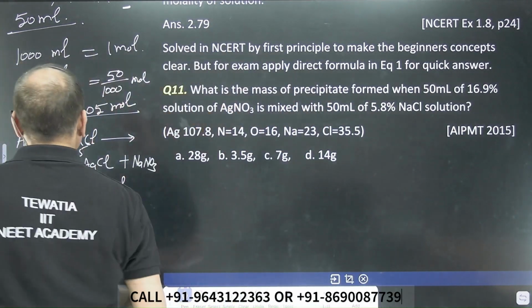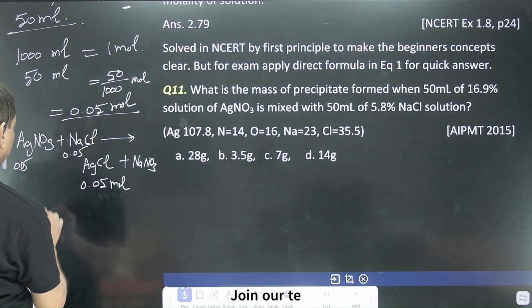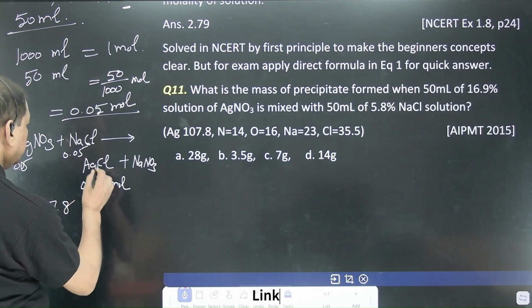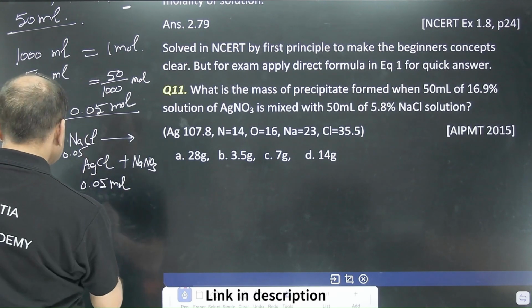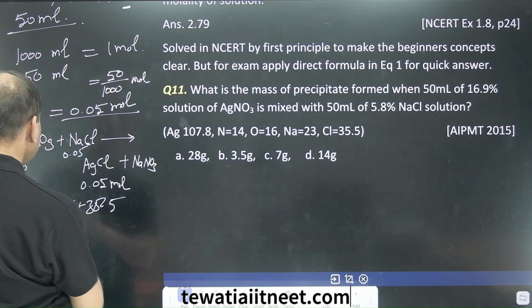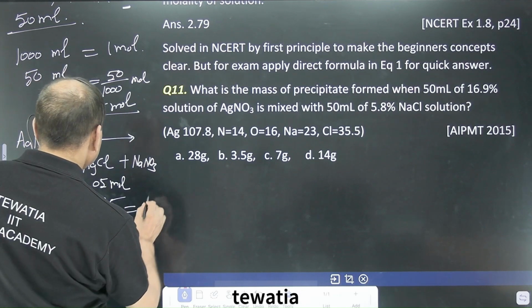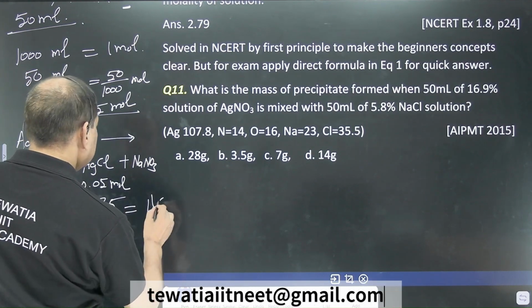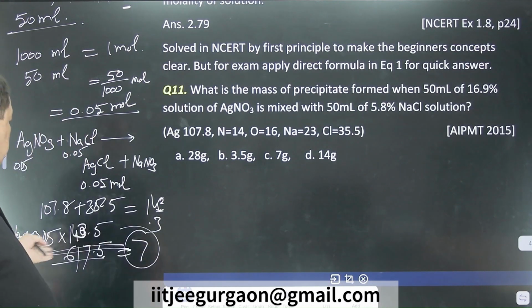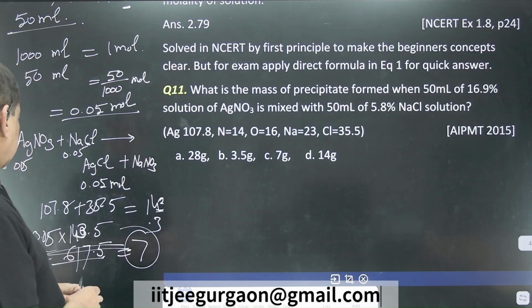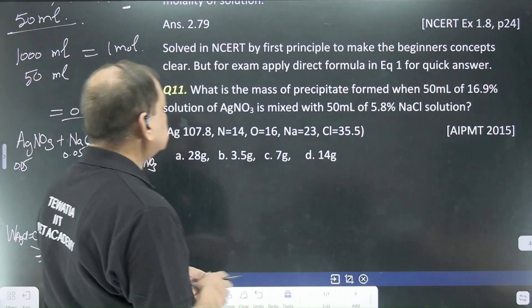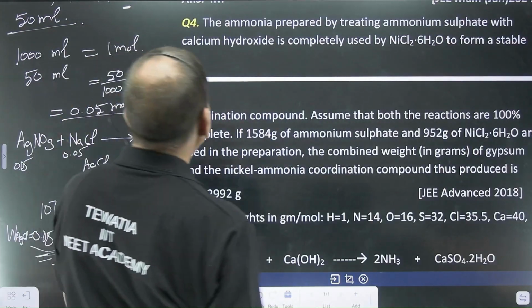Calculate the weight. 107.8 silver plus chlorine 35.5, 143.3. It will give this much, 7 gram almost. This is a good question.